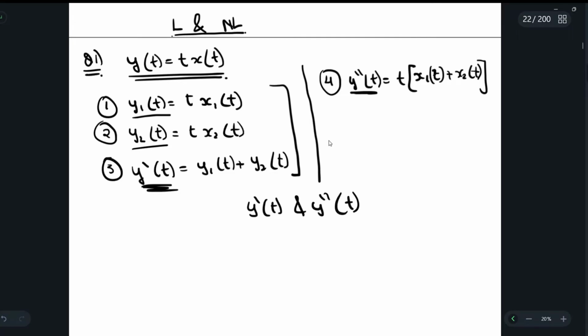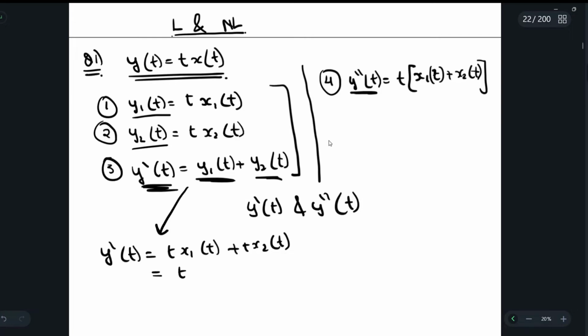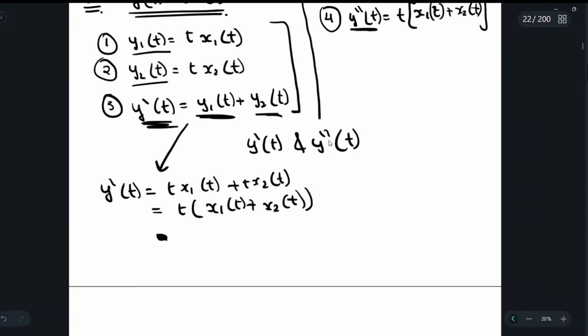So let us completely write y dash t, what it will come out to be. We will get y dash t to be equal to, we will simply put the value of y1t and y2t over here. That is, we have t x1 of t plus t x2 of t. On doing that, you will take t common and you will get t times x1 of t plus x2 of t. And now we will compare y dash t and y double dash t. That is, we will see whether y double dash t is equal to y dash t or not.